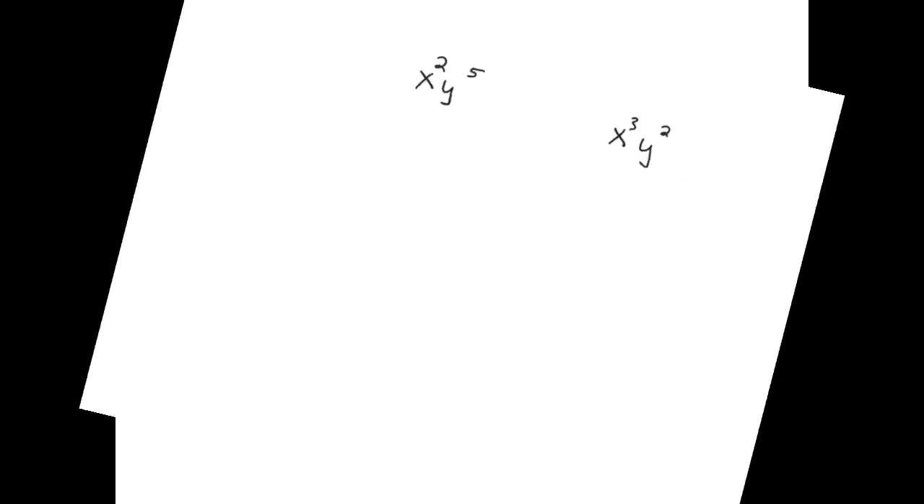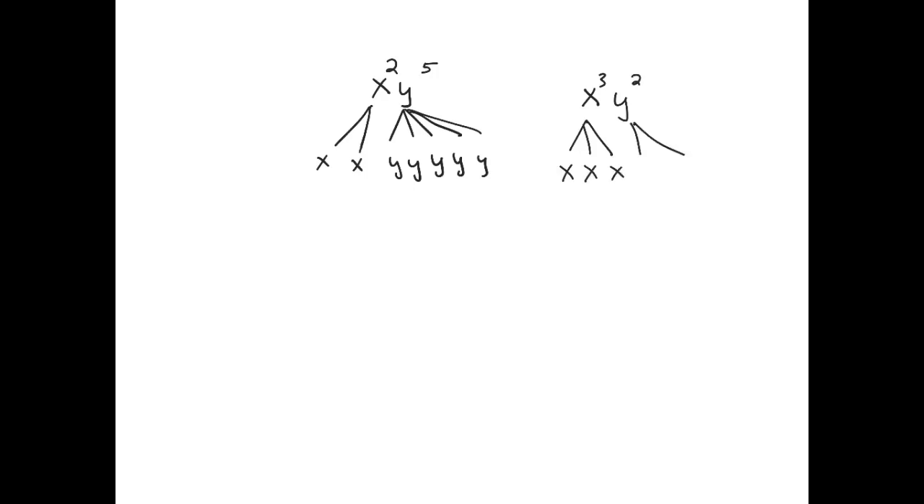Now let's look at how we handle variables. If I do the prime factorization for x squared, that's x times x. For y to the 5th, it's going to be y, y, y, y, y. Over on this one, I've got x to the 3rd, which is x, x, x, and y to the 2nd, which is y times y.